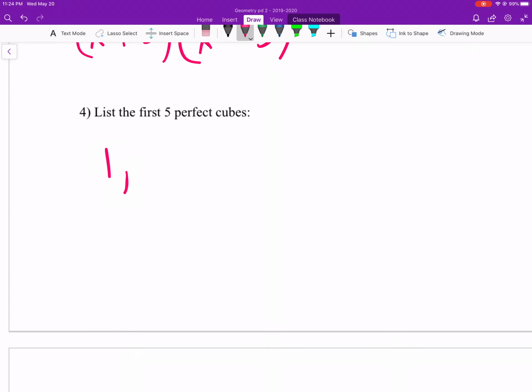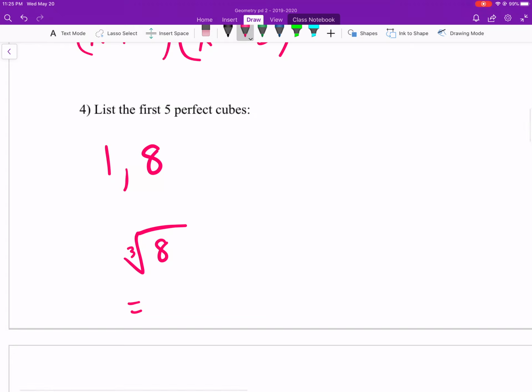But what about something like 2 times 2 times 2, or 2 to the 3rd power, 2 cubed? 2 times 2 times 2 is 8. That's a perfect cube, because if we take the cube root of that, see that little index of 3 in the radical there, we get a perfect integer of 2. Now, what about 3 times 3 times 3, or 3 cubed, 3 to the third power? 3 times 3 times 3 gives you 27. That's a perfect cube.